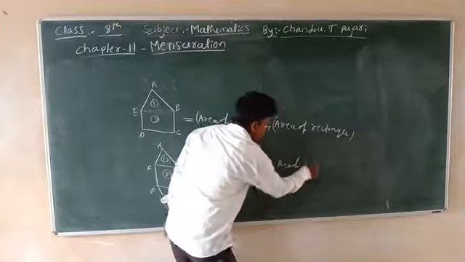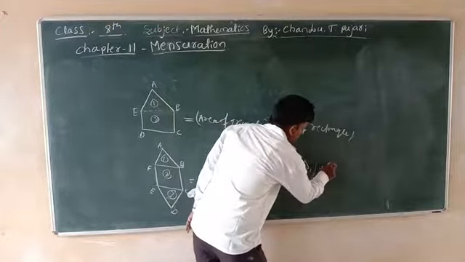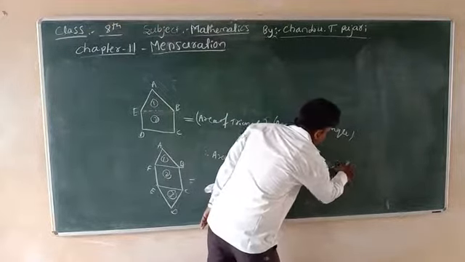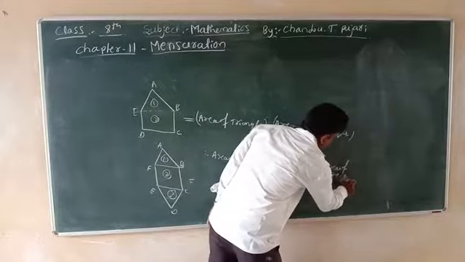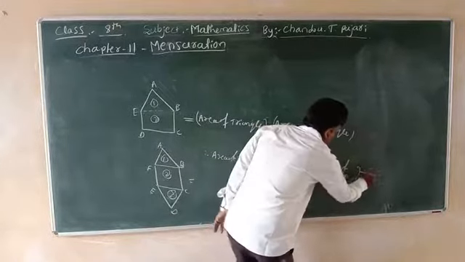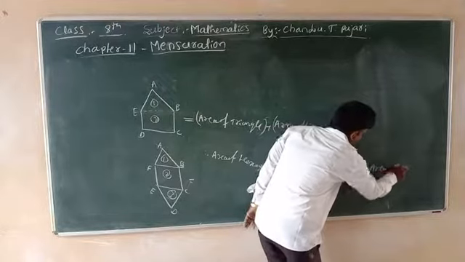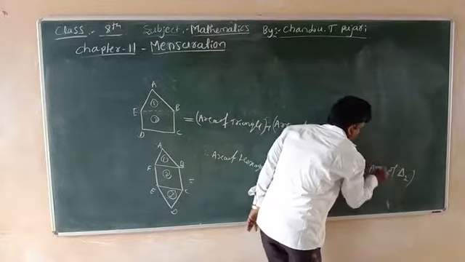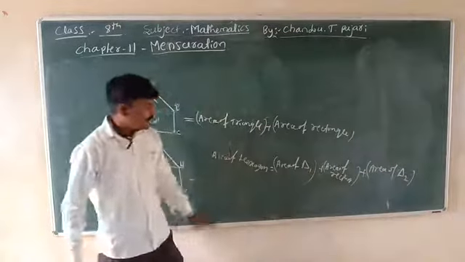Therefore, area of triangle 1 plus area of rectangle plus area of triangle 2. This is one method.